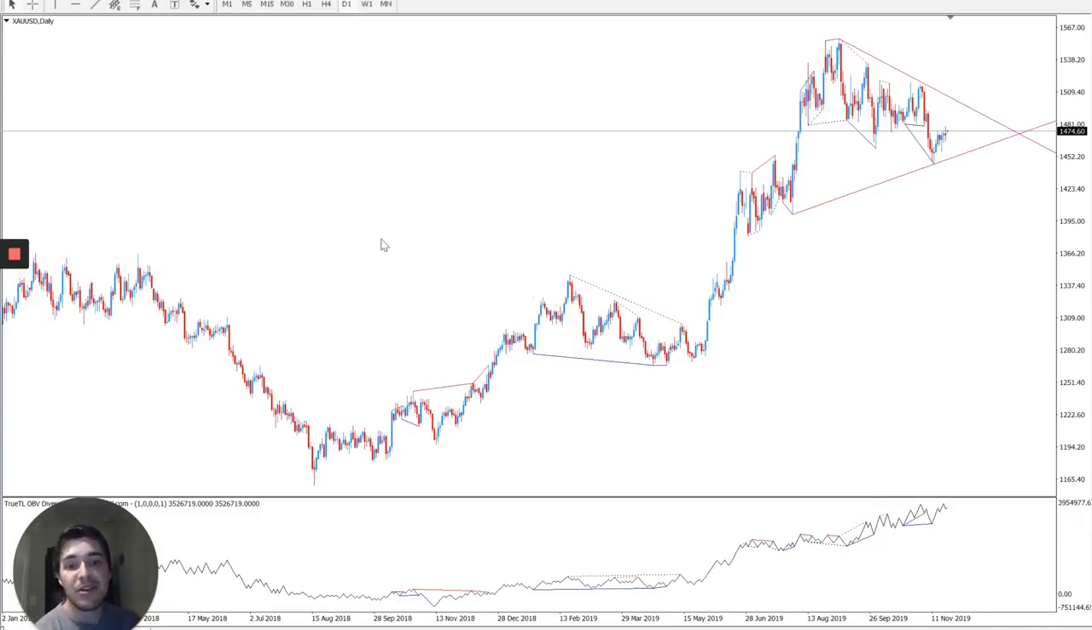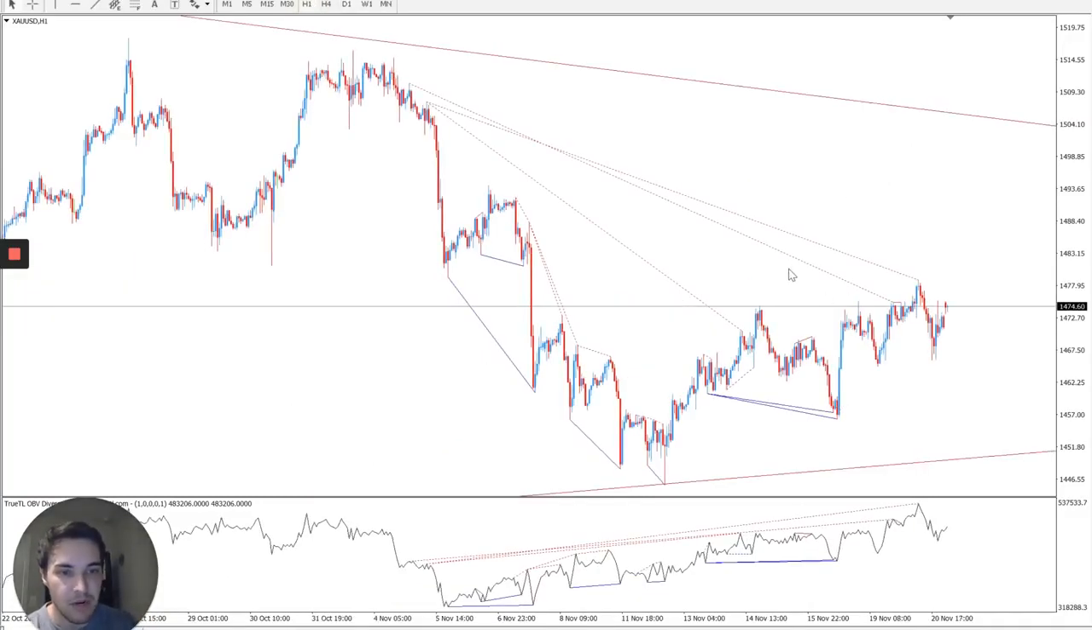Now that we know what kind of trades we're going to get into, which are buy positions, let's scalp it. Let's go on to the 1 hour time frame, okay? So right here, I'm on the 1 hour time frame.